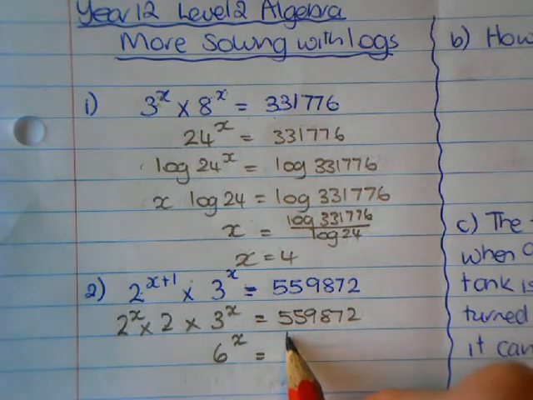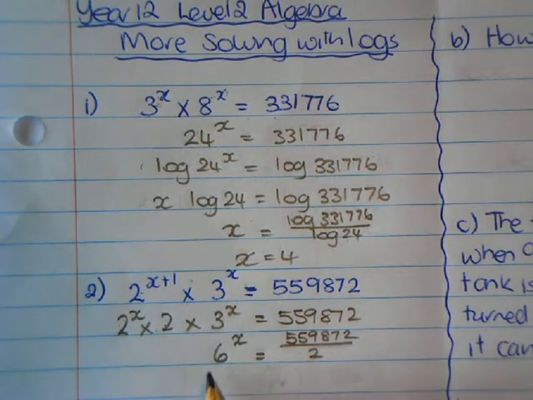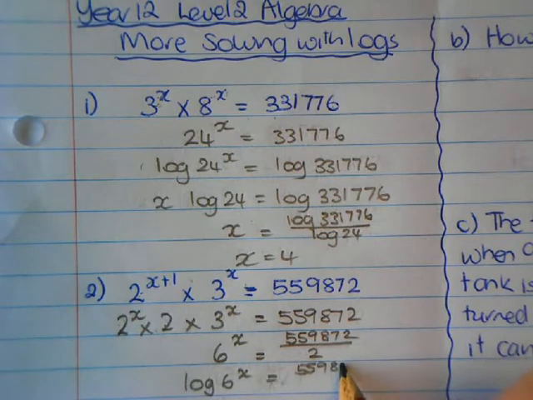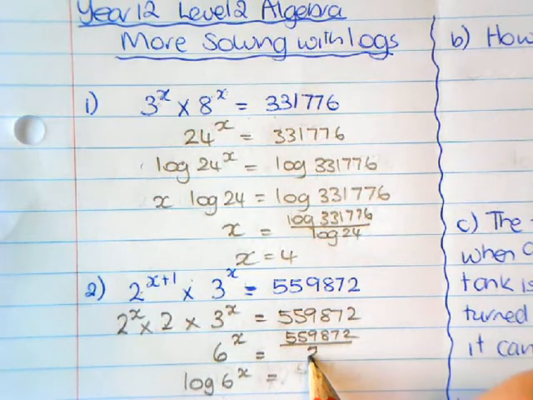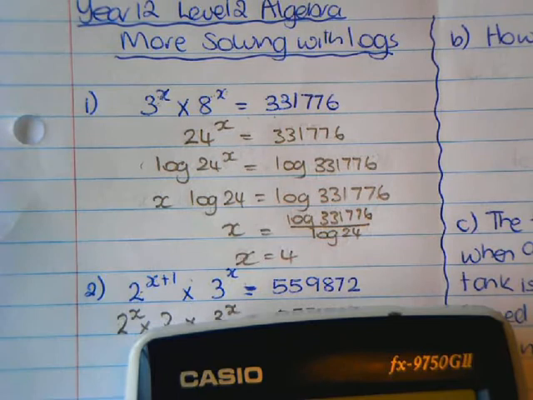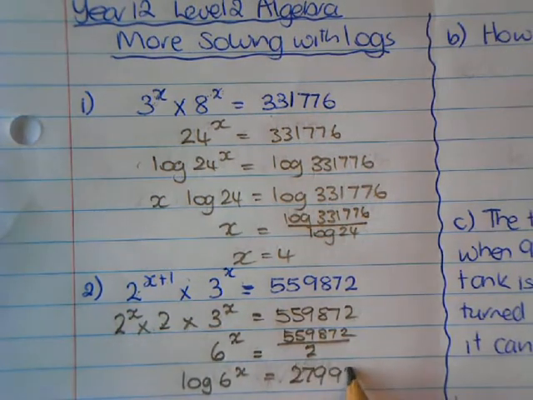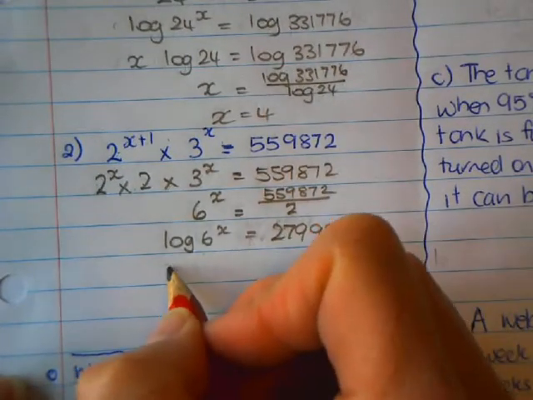And then we can take the 2 across to the other side and divide by 2. So now we can have 6 to the x equals, actually I'll calculate that, I think that's a better way of doing it. So we'll do 559,872 divided by 2 equals 279,936. Okay, so now we're going to take the log of both sides for that one.